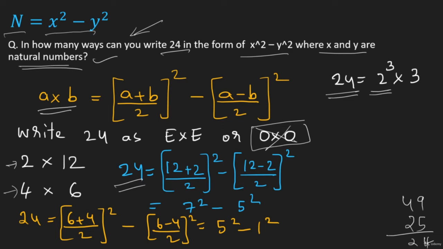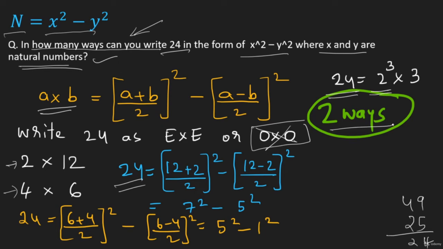And you can see that there are two ways of doing this, right? The question asks us in how many ways you can do it. So you can do it in two ways. It's not required to find this to solve this question. We have just gone ahead and solved it for a complete understanding.